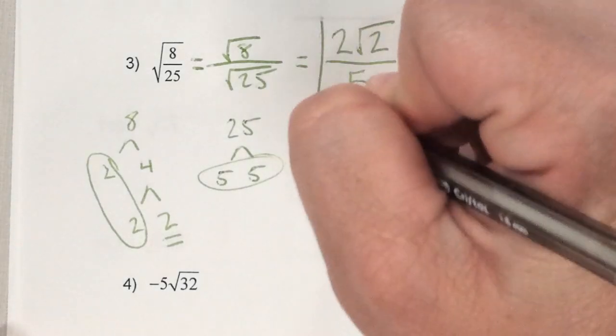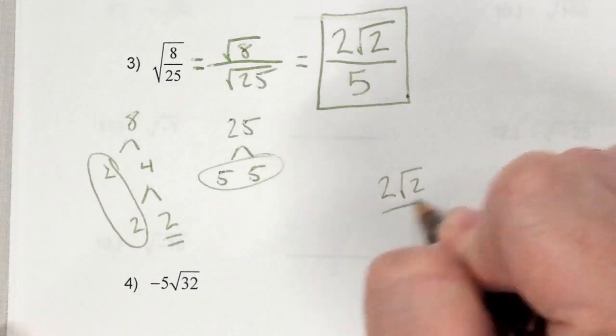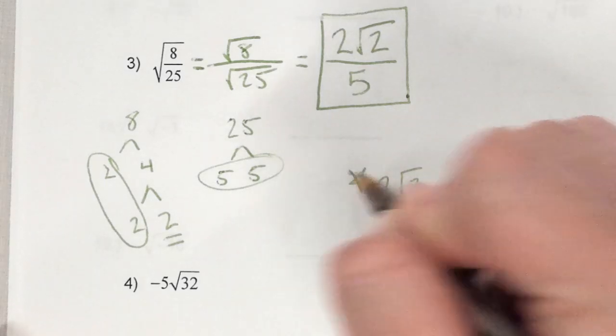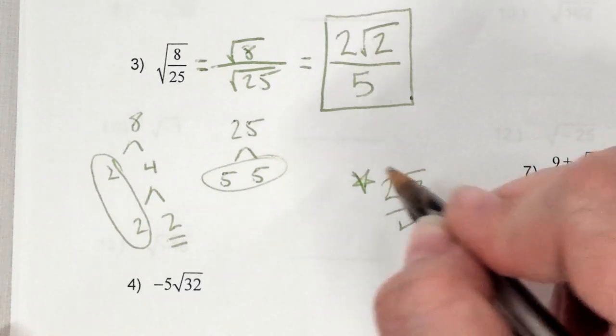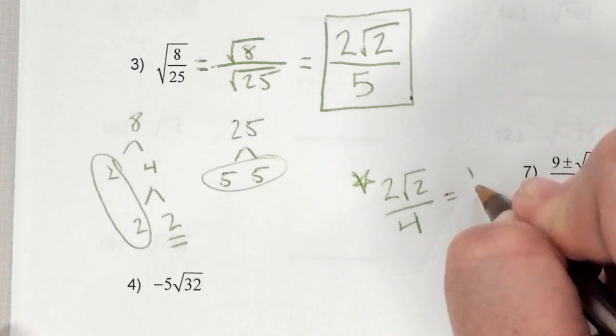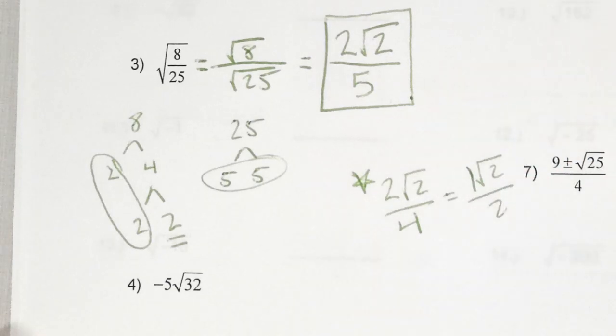So here's your answer. Now, if you would have gotten 2 square root of 2 over 4, does 2 over 4 simplify? Yeah. So you would have simplified the outside. Never the inside, only the outside. Does that make sense? Yeah. So this would have gone to 1 square root of 2 over 2, which you didn't even have to put the 1. It could just be square root of 2 over 2. So just know that if you have something that simplifies, you do have to simplify.